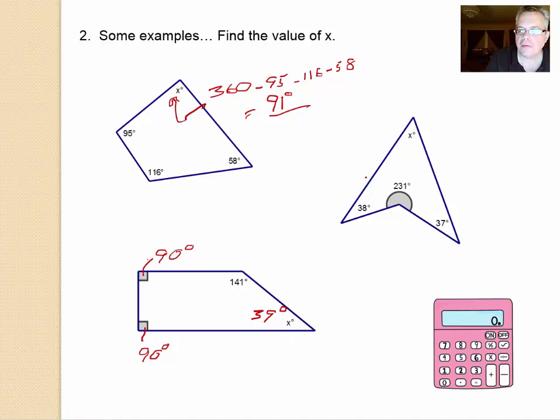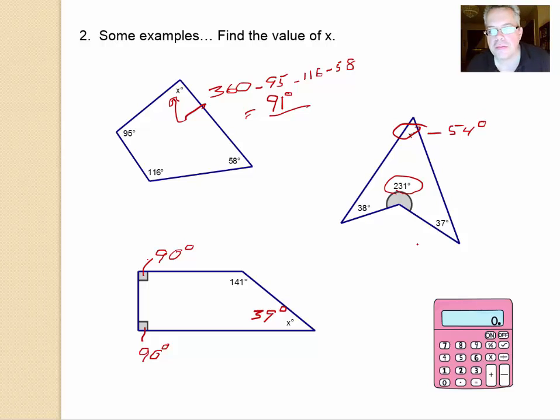Okay, sometimes in quadrilaterals we might get a big fat angle. This angle is 231 degrees, more than 180. See, it's bent and it's more than a line here. So that's fine. That happens in quadrilaterals. We treat it the same way. So we got 360 minus 38 minus 231 minus 37. And the x up here has to be 54 degrees.